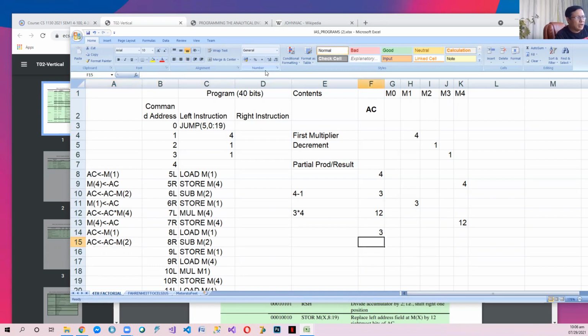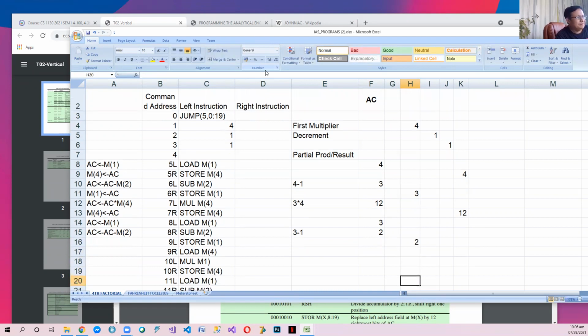What is M of 2? It's 1. AC is 3. So this means 3 minus 1. Do you follow? Right? So the accumulator becomes 2 and we store it to M of 1 because this becomes our next multiplier. Any questions so far?